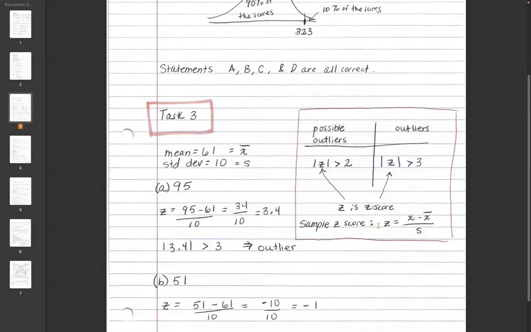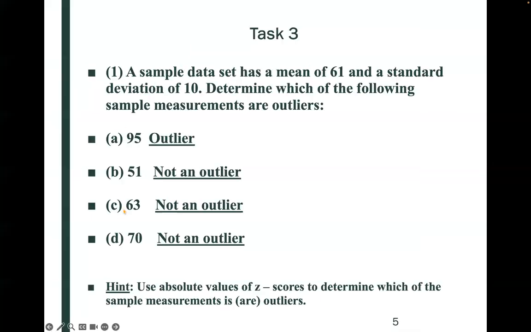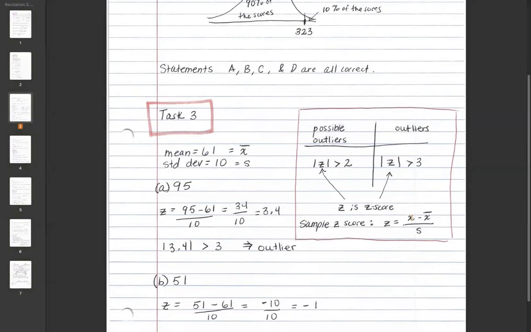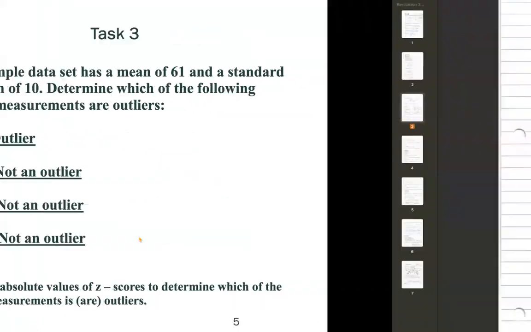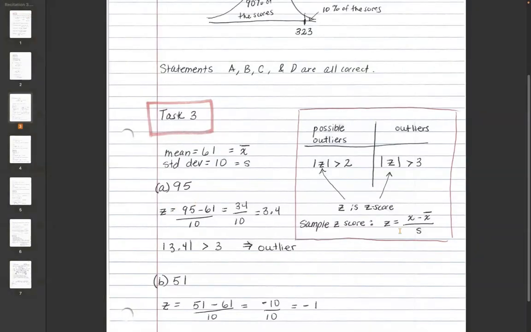A sample z-score is calculated by taking our value, which I'm referring to as x. If that was confusing, this x here is our value that we're interested in. So for each of these values, 95, 51, 63, and 70, each time we calculate their z-scores, that individual number is going to be put here. And then we have our x bar, which is our mean, which we were given as 61. And then we have the sample standard deviation, which is s, which we were given as 10.